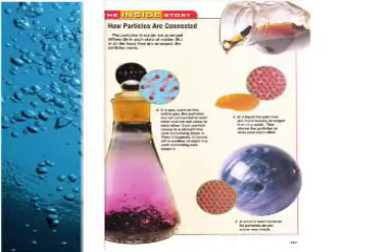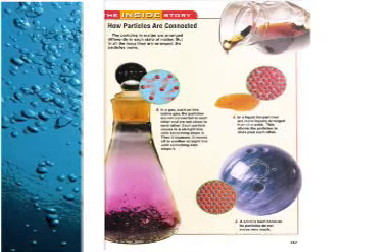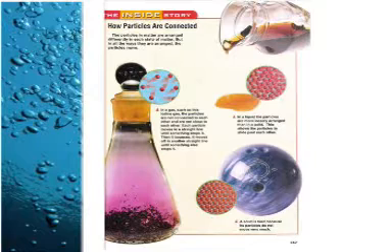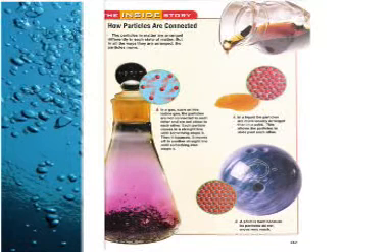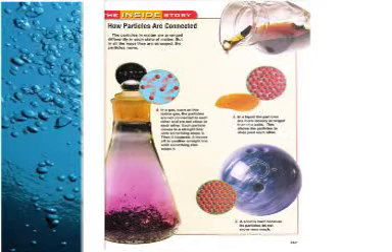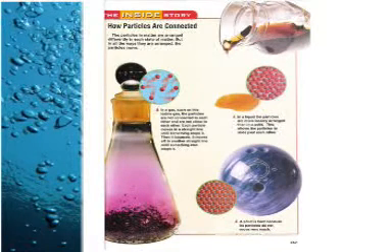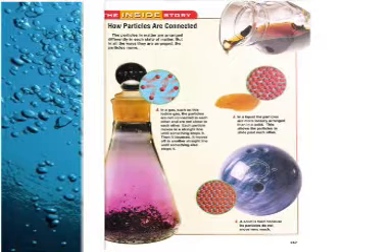How particles are connected. The particles in matter are arranged differently in each state of matter, but in all the ways they are arranged, the particles move. In a gas, such as this iodine gas, the particles are not connected to each other and are not close to each other. Each particle moves in a straight line until something stops it. Then it bounces. It moves off in another straight line until something else stops it.